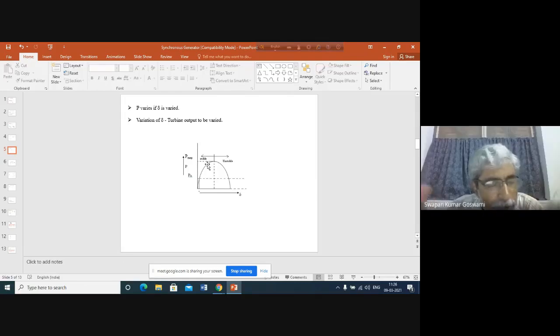Everybody, it is clear. So output power is now greater than input. That means, you see, for stable operation, what is stated? Speed of the generator and the synchronous speed of the infinite bus must be the same. At the same time, output power and input power must also be the same. Then only stable operation is possible.